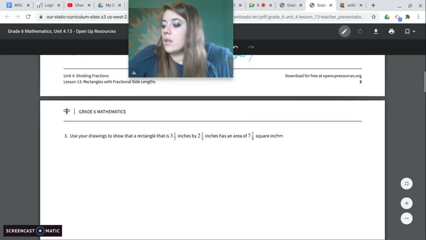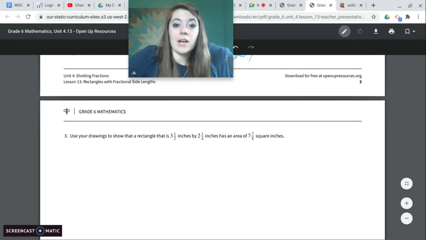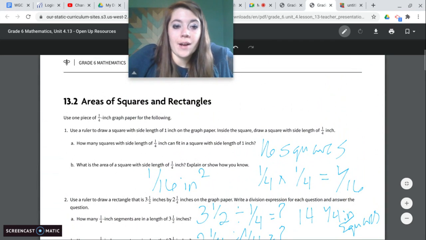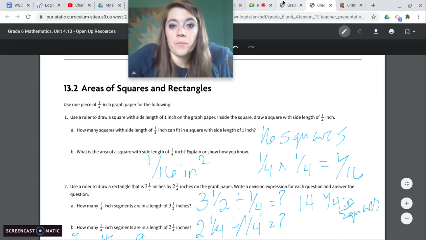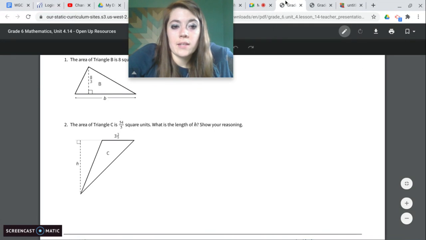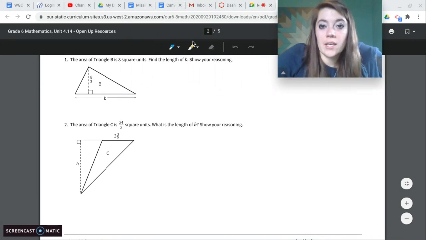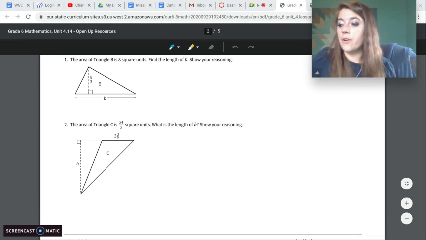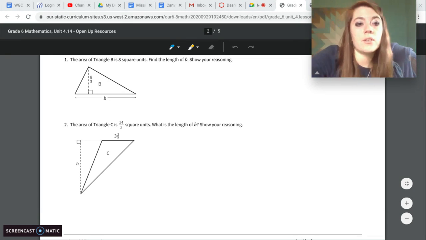Okay? So that's what you guys are looking at in this lesson, all fractional lengths when we're finding the areas of rectangles and squares. Okay? Now we're going to look at more fractional lengths, but lesson 14. And now we're looking at other figures. So bases and heights of triangles. The area of triangle B is 8. Find the length of B.